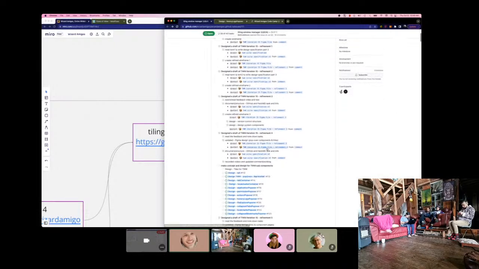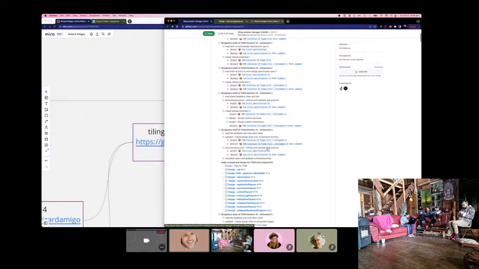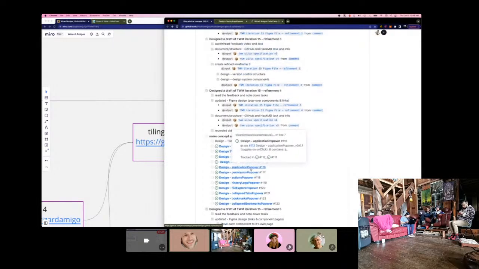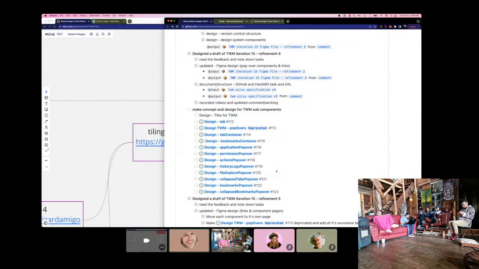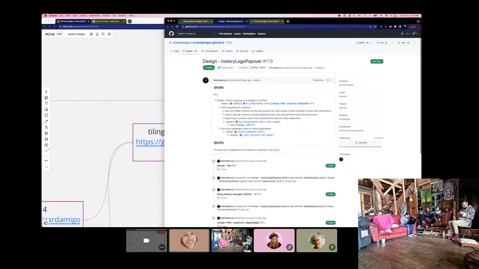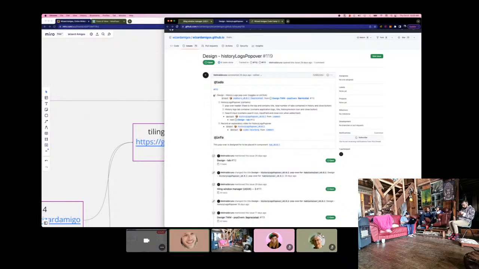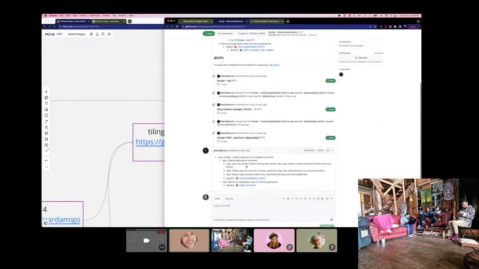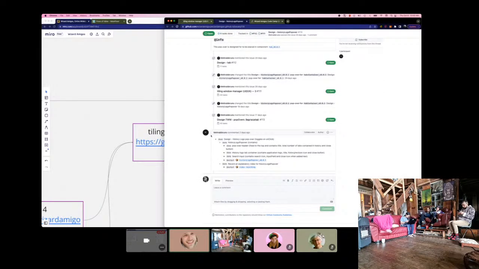Sometimes during the course of a project, more work will show up. From what I understand, all these design things, these tab container permissions pop over, are almost like sub projects. So they are their own separate GitHub issues. So we'll just go over to history logs, pop over here. Same thing here. We have a top level plan, and then we have our to-dos, right? There's an intent to do some work, an intent to get paid for it maybe, people committing to do it, and then there are actual events logged that the work has been done.